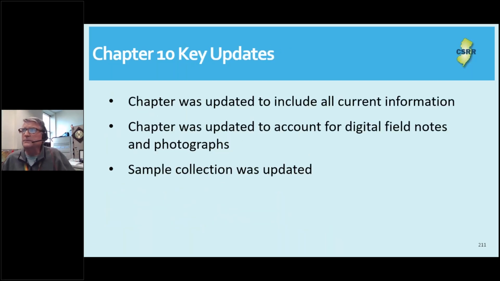This chapter was updated to include all the current information that was present in the chapter. It also was updated to account for the submission of digital field notes and photographs, which we'll talk about later in the presentation, and the sample collection section as well was updated.